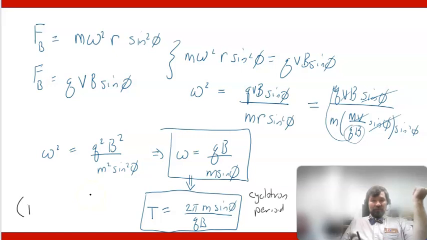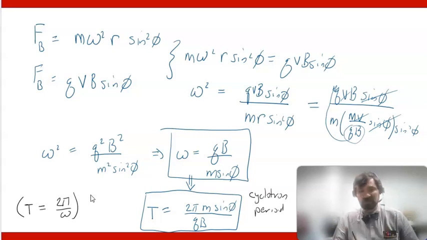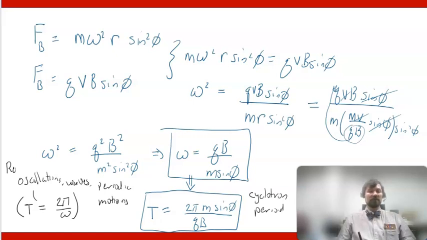Okay, and again, we're using the fact that period is 2 pi divided by omega. That's from simple rotational dynamics. It's also from spring oscillators, oscillations, waves, periodic motion in general, orbits. So this is a kind of review equation.